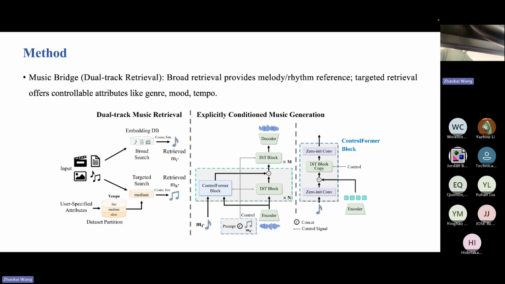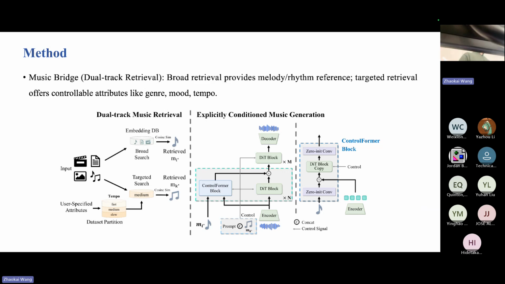It has a broad retrieval and a targeted retrieval. The broad retrieval is based on the music itself. We just use these inputs, videos or images or text, and use the collapsed embeddings to compute the similarity of this input with the music in your database, and try to retrieve the most similar one.